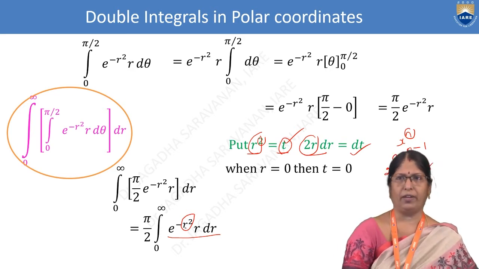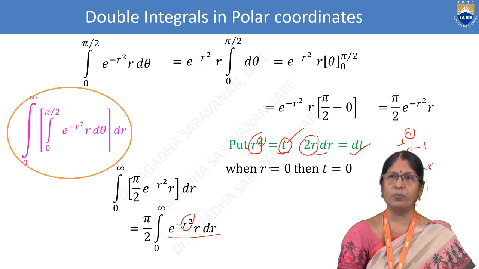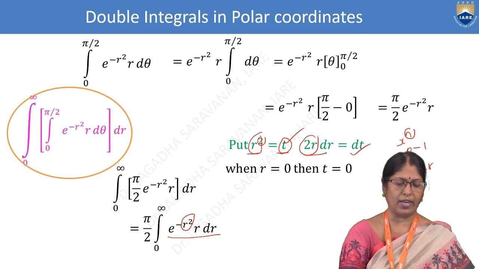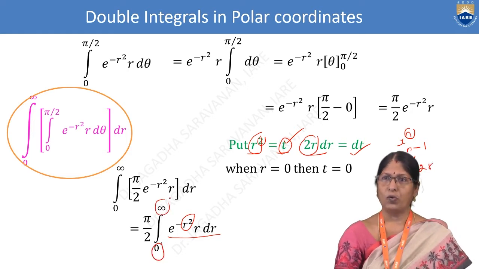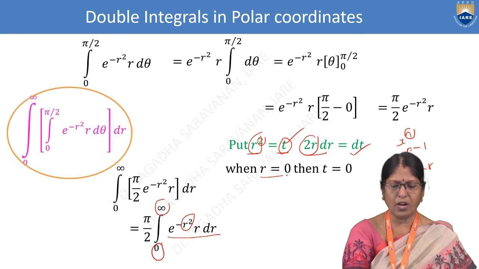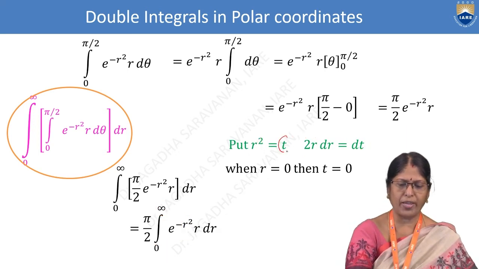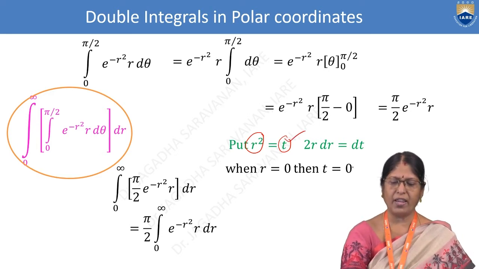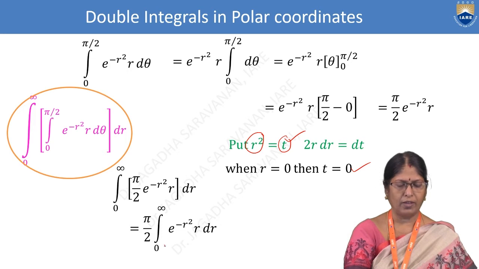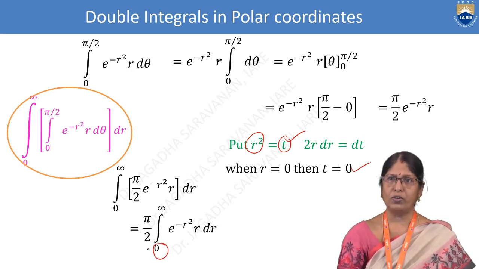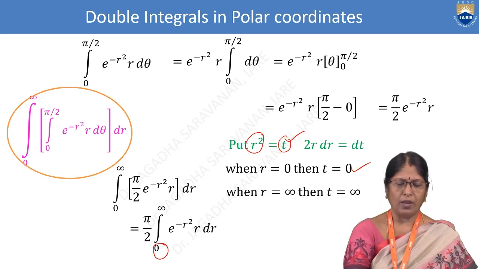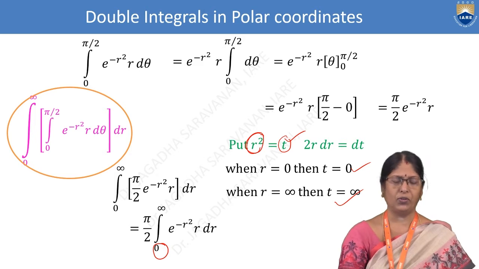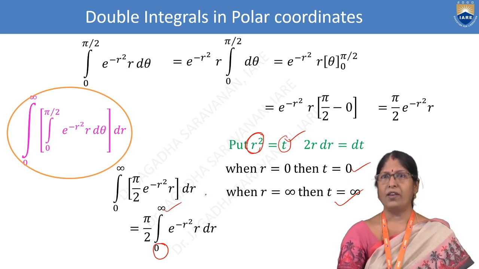When we are changing the entire r in terms of t, then we have to check if there are any changes in limits. For that purpose, when r equals 0, we substitute r equal to 0, then we get t equal to 0. So the lower limit has no change at all. Next, in the r place we put infinity. Here also there is no change. So t is as it is, infinity only.